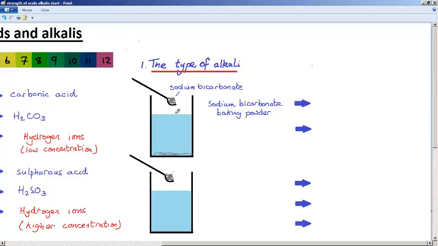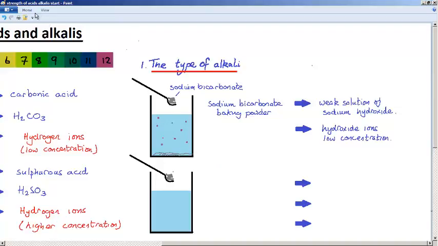Now when baking powder dissolves in water, it produces a weak solution of sodium hydroxide. You can put your hand in it and feel that it's quite soapy, because sodium hydroxide is the same substance that you find in soap. So this results in a low concentration of hydroxide ions. As with the acids, we'll represent the hydroxide ions with little purple dots. This represents a low concentration of hydroxide ions.